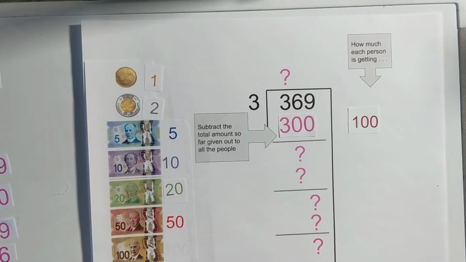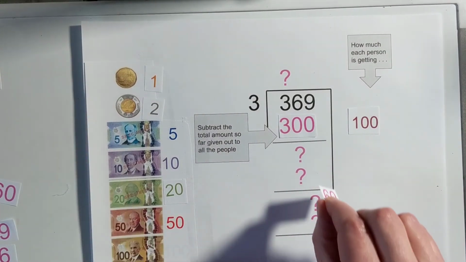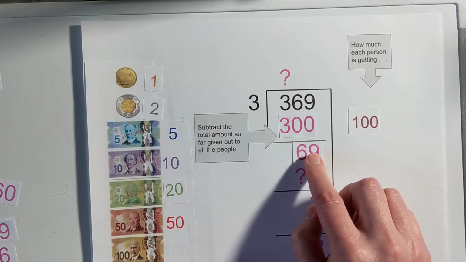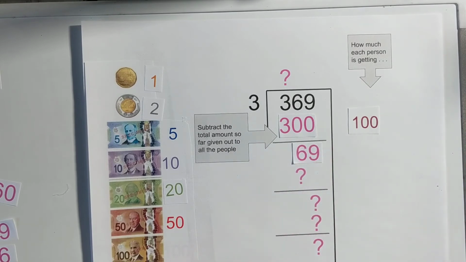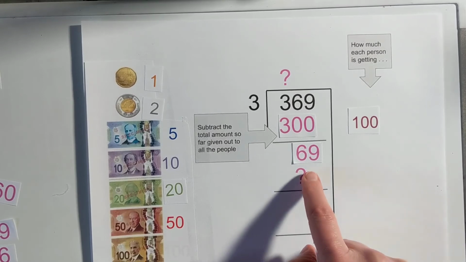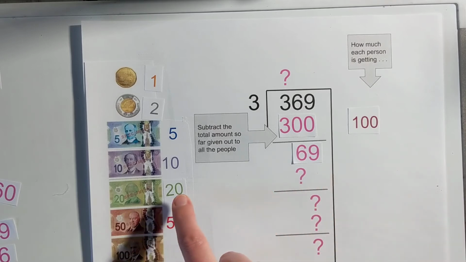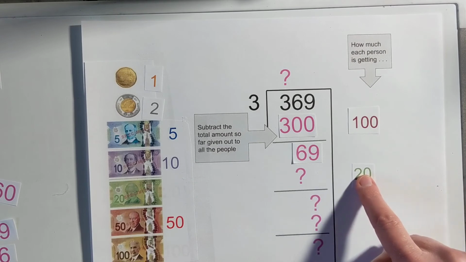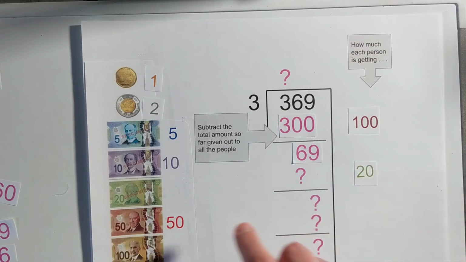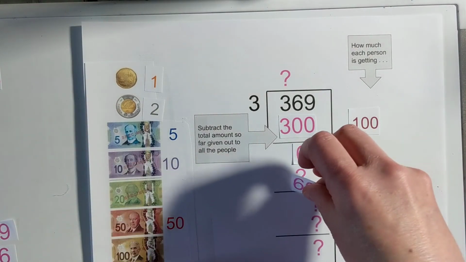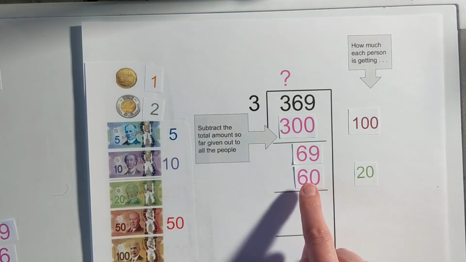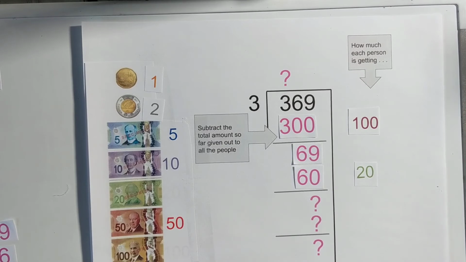So once I've done that, then I have to decide, okay, if I've given away 300, how much do I have left to give away? So I would go ahead and type in what's left, which in this case is 69. So now I have to re-ask myself that question. Of $69, what is the largest amount that I can give to each person? Well, I could give $20 to each of the three people. So if I give $20, that means I will be giving a total of $60 away. And so I would type that in.